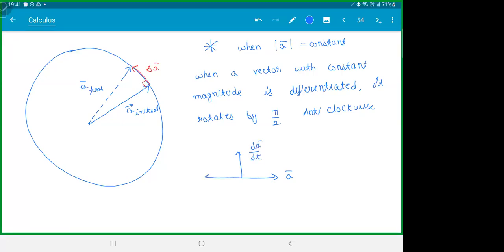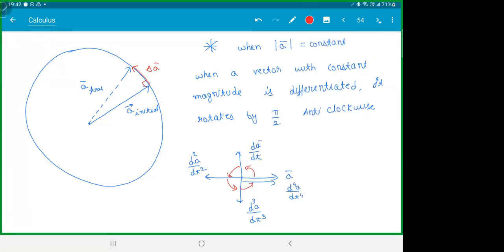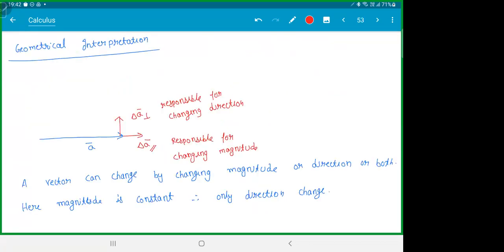If I differentiate again, d square A by dt square, the second differential. If I differentiate again, d cube A by dt cube, the third differential. So every time you differentiate, the vector keeps rotating 90 degrees. Differentiate again, 90 degrees. Differentiate again, 90 degrees. If you differentiate again, I'll end up with d power 4 A by dt power 4, and so on. This will never stop. I hope this was clear. You can put a star or something. Do have a look at this geometrical interpretation and that circle thing. Have a look at this page.